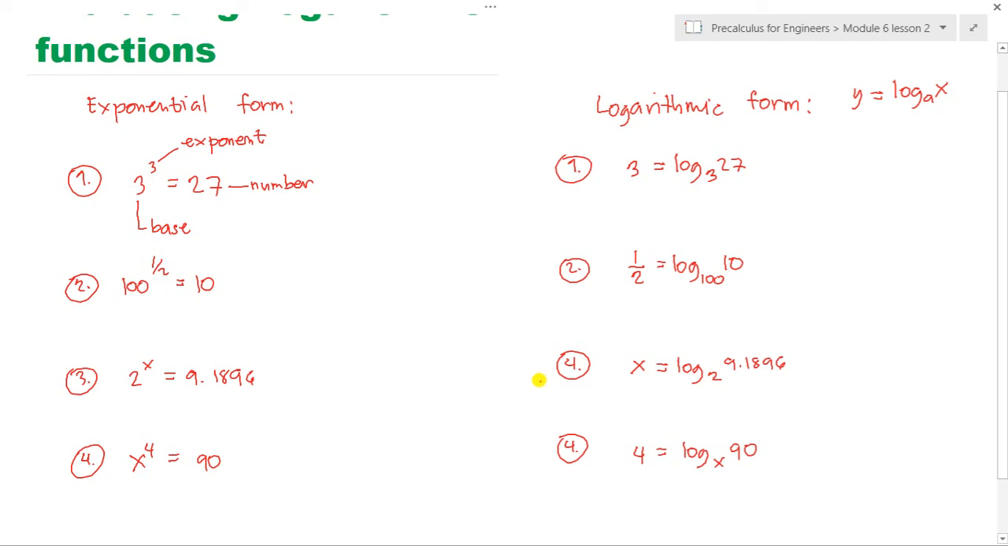And then the same goes for logarithmic to exponential. Meaning we do the reverse. So 3 would serve as the exponent, and the base would serve as the base, that is 3, and then 27 here would serve as the number, that is equal to 27. So again, for exponential form, the result or the outcome is the number, while in logarithmic form, the outcome is the exponent.